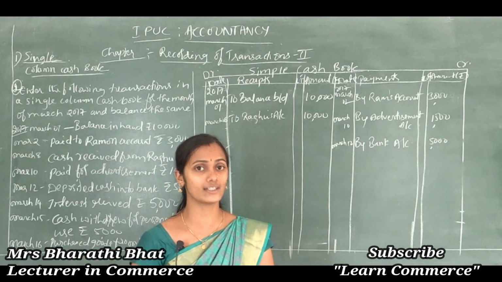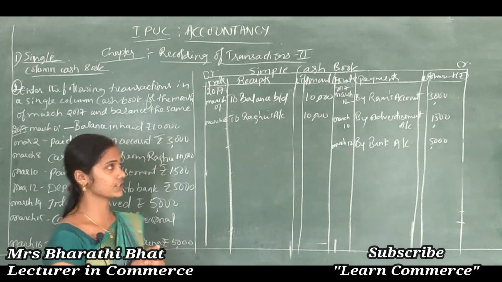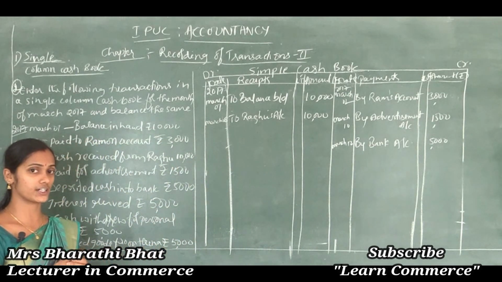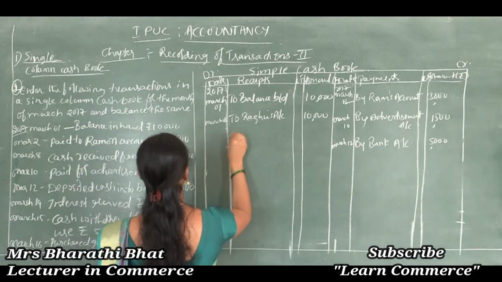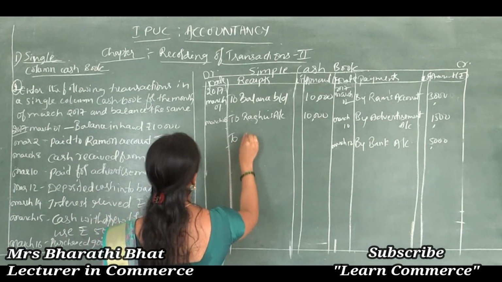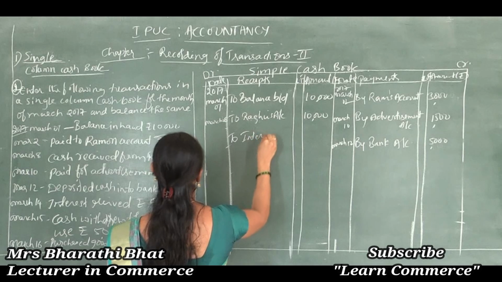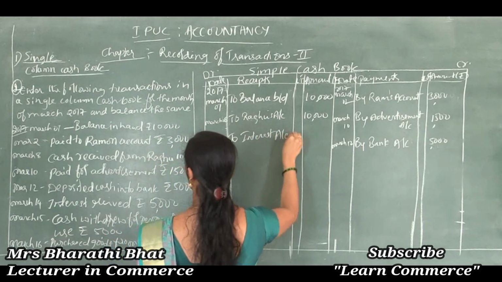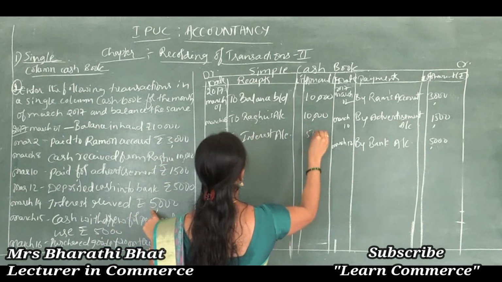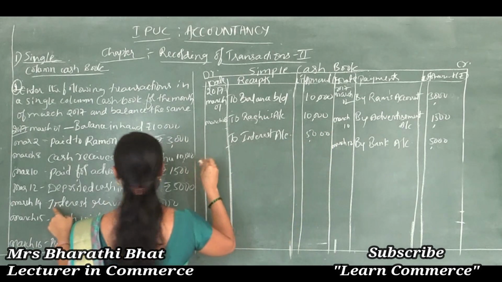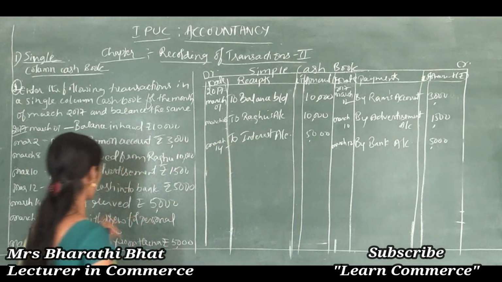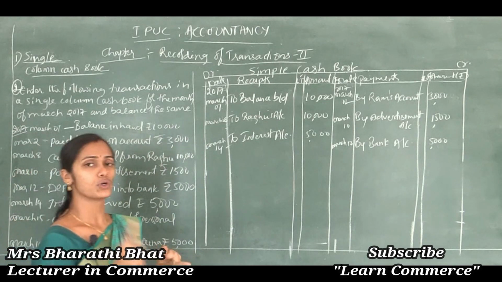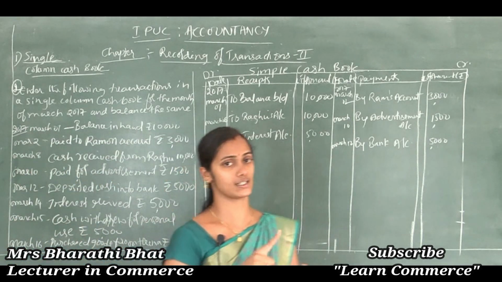And next one, interest received, commission received, interest received, dividend received. All these are revenue for the organization. All the receipts are recorded under the debit side. How can we record this transaction? To interest account, amount 5,000. Mention the date, March 14. Okay, and March 15, withdrew cash for personal use.